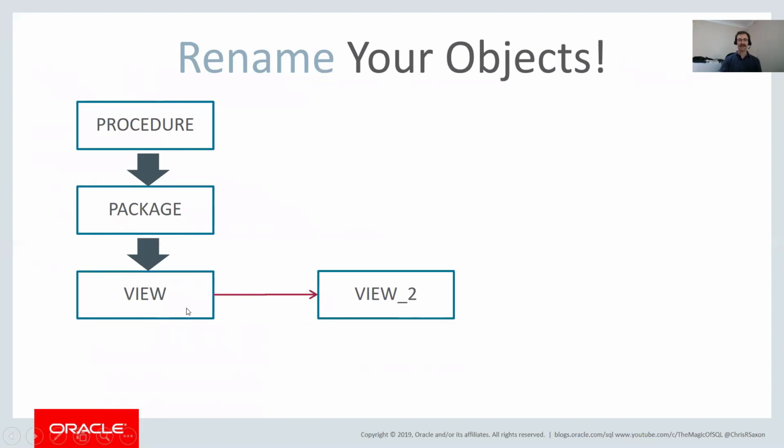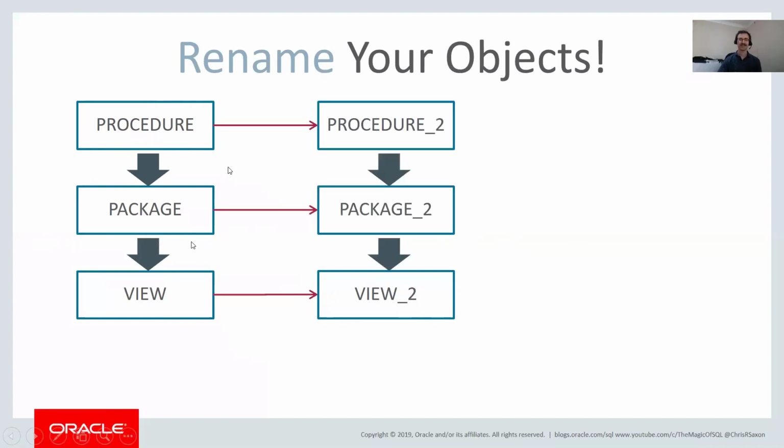There we go. So this is now an independent object, so I can work away on it and do whatever I want. However, we now need to get all the other code to actually reference this new view. So we've got to change the code in the package to point to view2, which means we're changing the package, so we've got to rename that. And then we've got to do the same with the procedure.